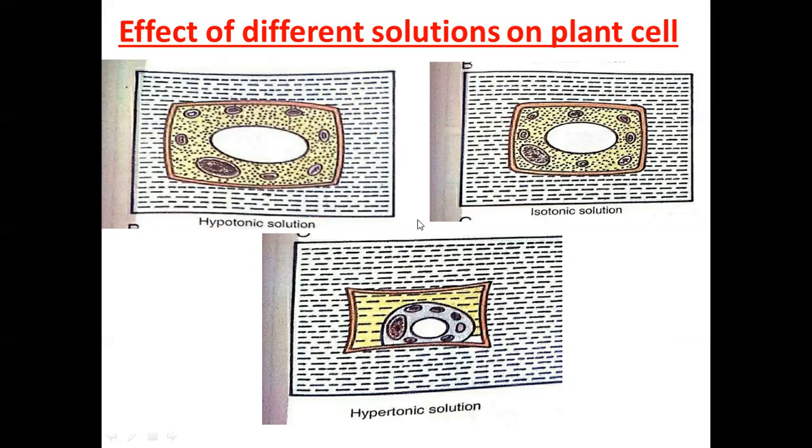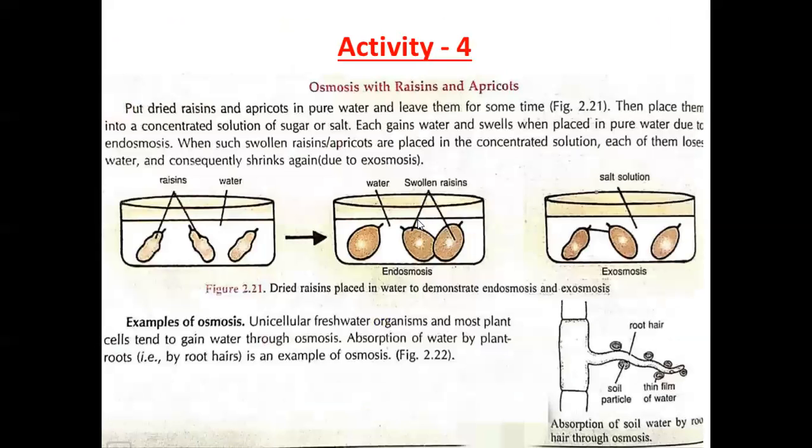Effect of different solutions on a plant cell. Next activity, just to understand the same thing. What we have to do in this is osmosis with raisins and apricots. Now what we have to do: put dried raisins and apricots in pure water and leave them for some time. This you can perform at home also. Then place them into a concentrated solution of sugar or salt.